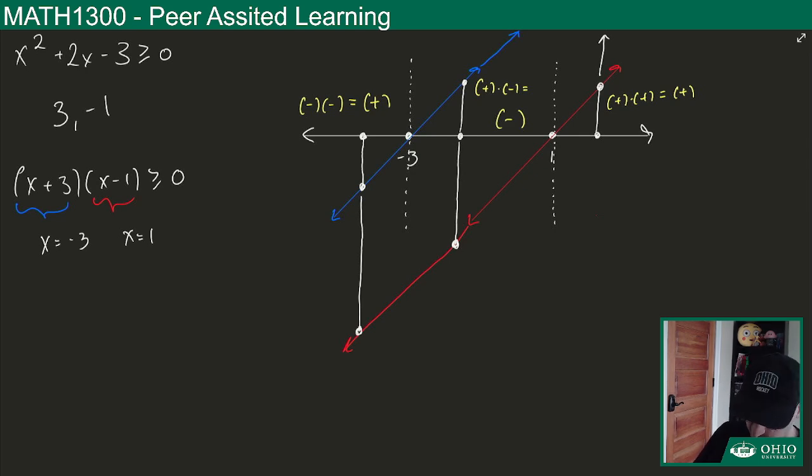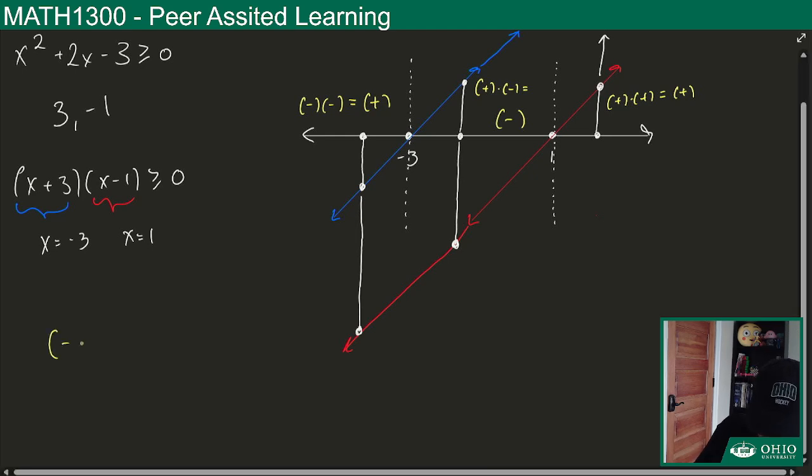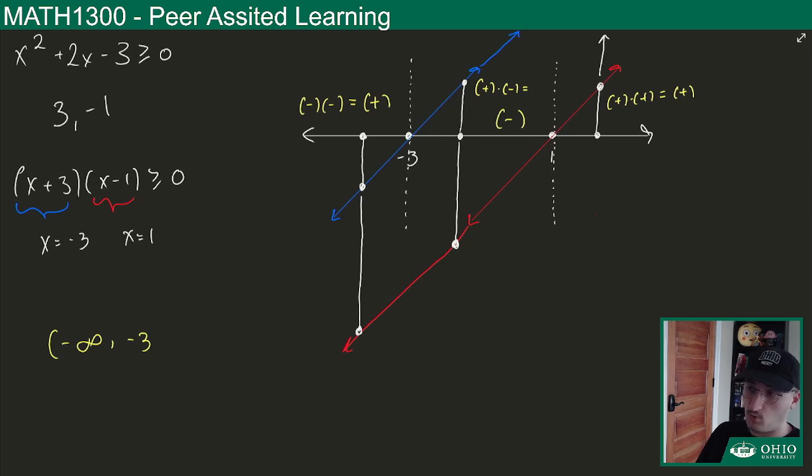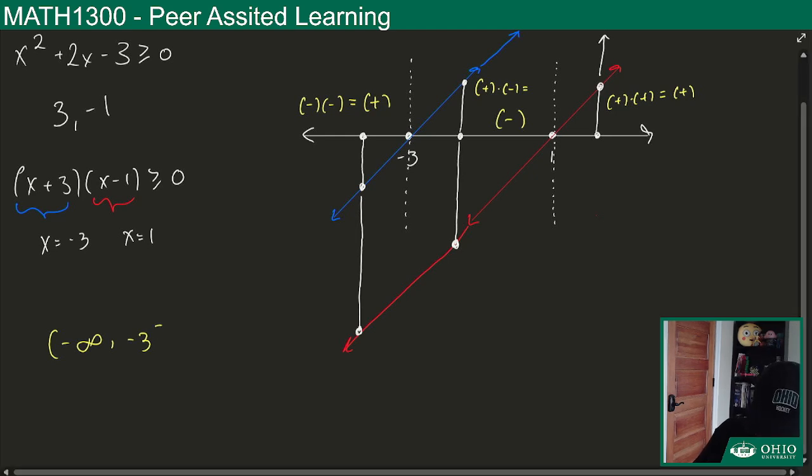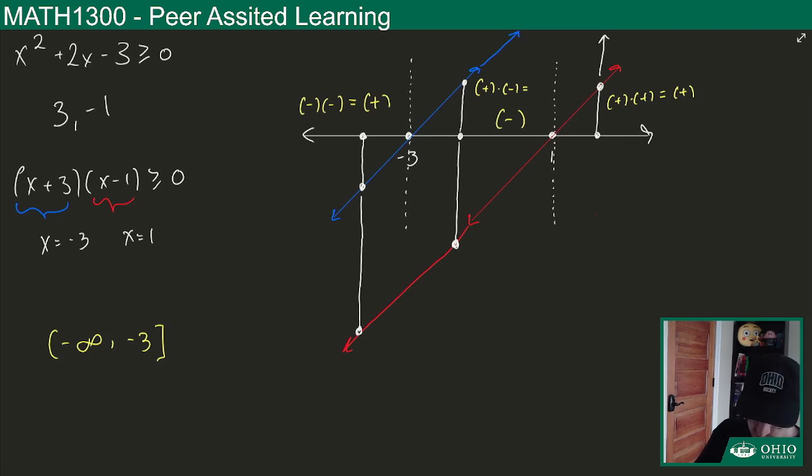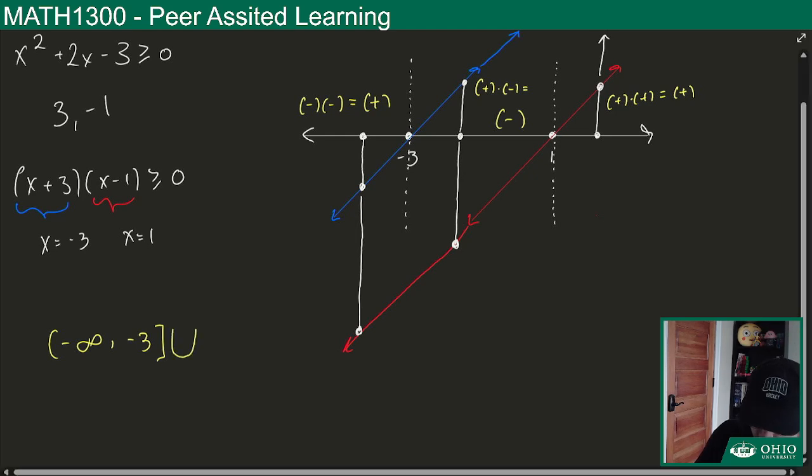So let's write down those intervals. We're going to write down the positive intervals, right? So starting from negative infinity, moving all the way to negative 3, we determined that that's a positive interval. Then can we be equal to negative 3? Well, yes, because we're greater than or equal to 0, and negative 3 is a 0. So we can tack a bracket onto there.